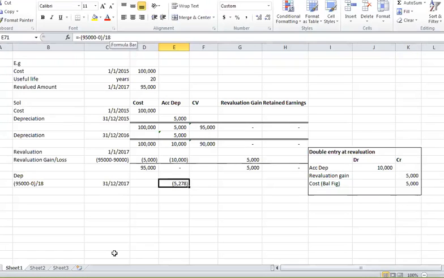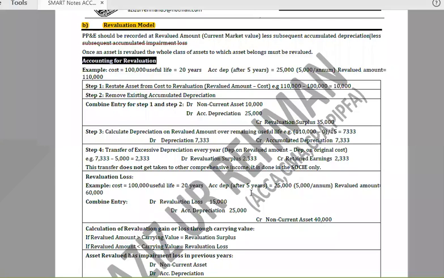So let's read these points from the notes as well, so you will be able to follow these points step by step. What is step number 1?